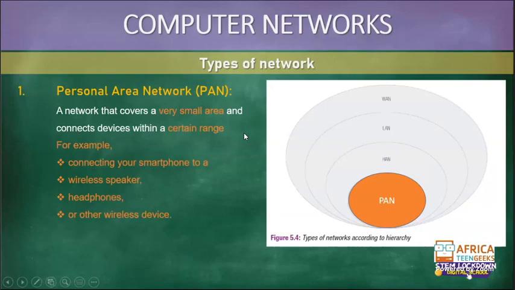Right, then types of networks. We have about four types that we're going to discuss. The first one being the personal area network, PAN. The difference is the extension of how far it gets. This one covers a very small area and connects devices within a certain range. Examples are connecting your smartphone to a wireless speaker, to headphones, and to other wireless devices. So this is the smallest.